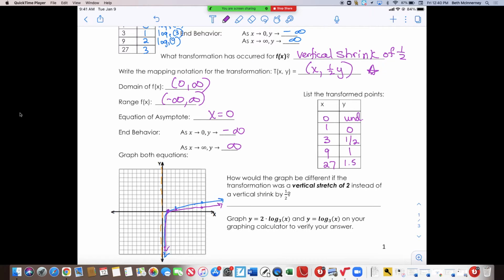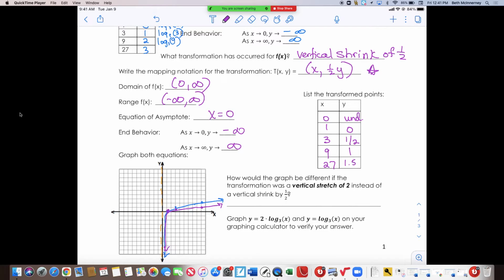How would the graph be different if the transformation was a vertical stretch of 2 instead of a shrink of 1/2? Yeah, Davey? No, not always, because, and we're going to see this, if I do a reflection over the x-axis, it would flip it up, and approaching x is 0 would go to positive infinity. So with a transformation, I can flip it. Great question, though. It's good trying to summarize there.